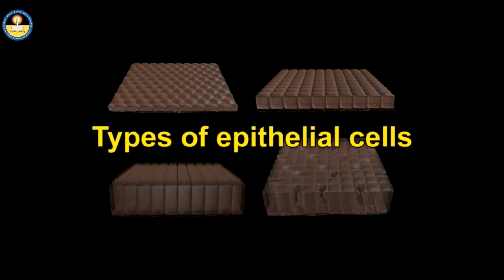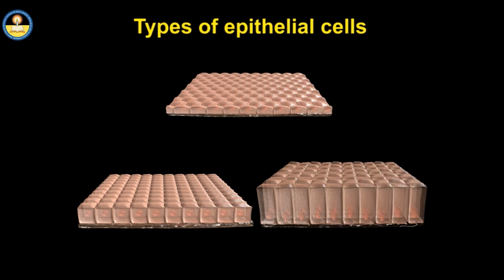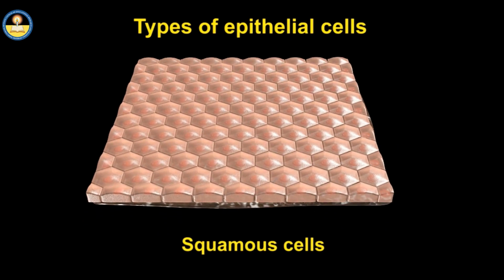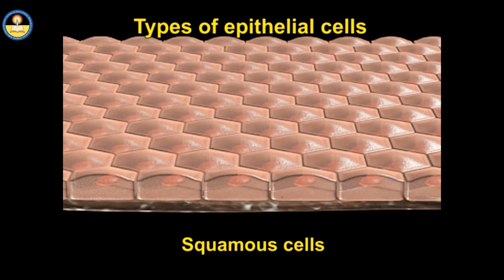Types of epithelial cells. Generally, one of three different shapes constitutes this tissue. These shapes can be either squamous, cuboidal, or columnar. Squamous cells are thin and flat with a flattened nucleus.